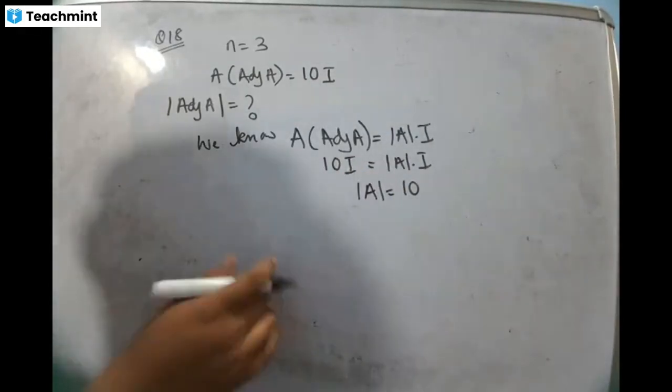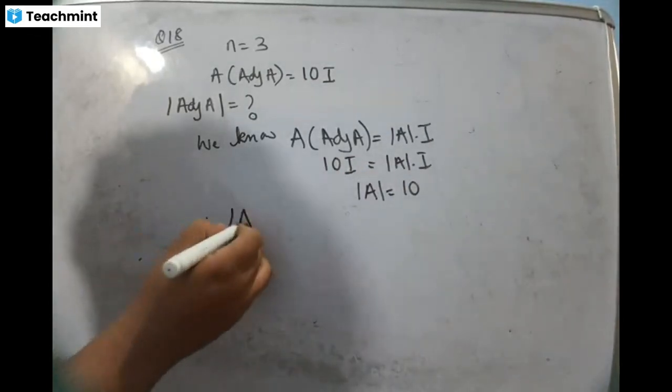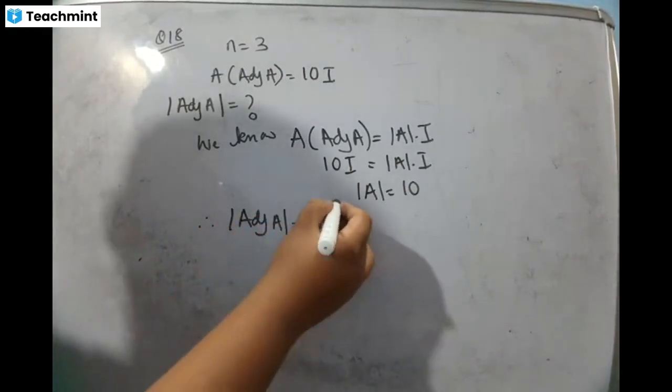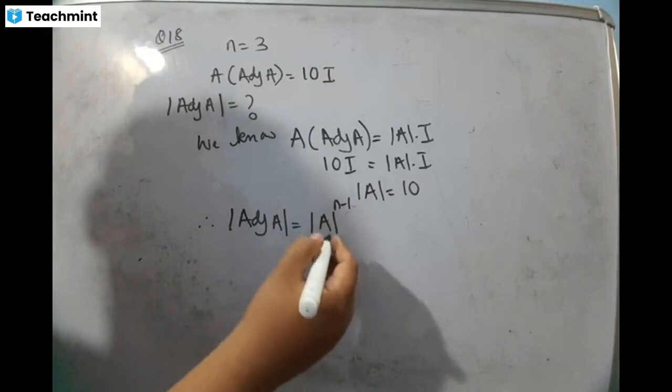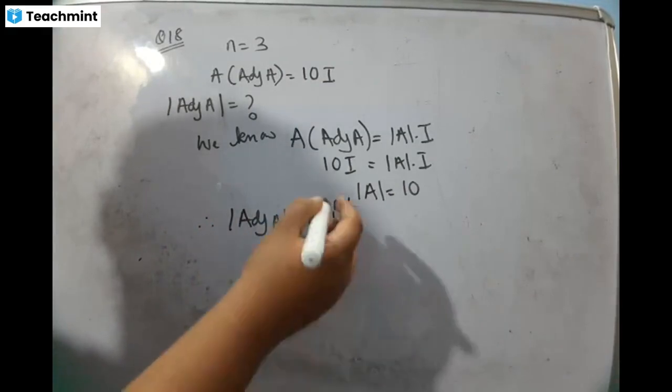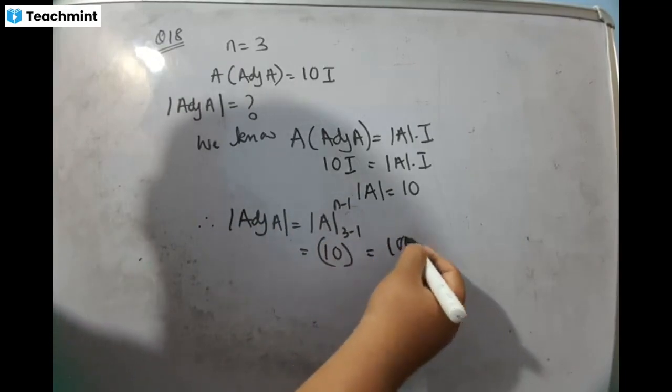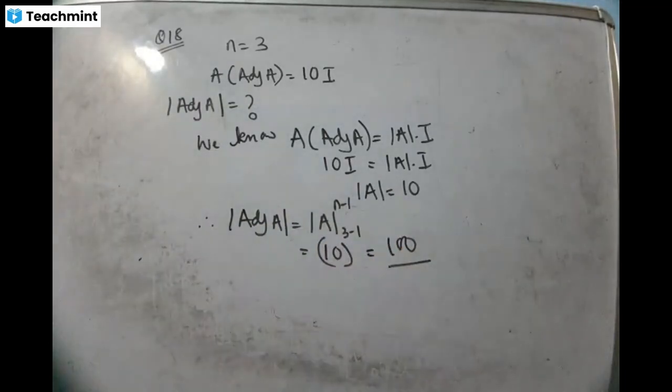Since you got the value of determinant A, finding the determinant of adjoint A is a very easy task. It is determinant A to the power n minus 1, where n is the order, 3. So 10 to the power 3 minus 1, which is 10 squared, is 100. So the determinant of the adjoint is 100. This is question number 18 for you.